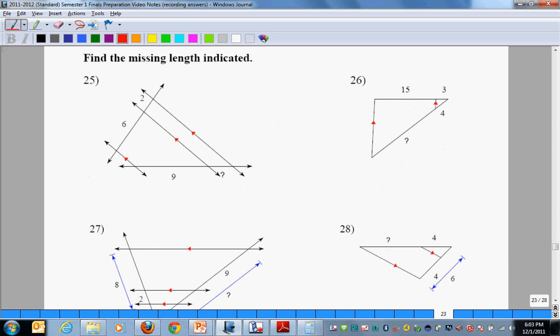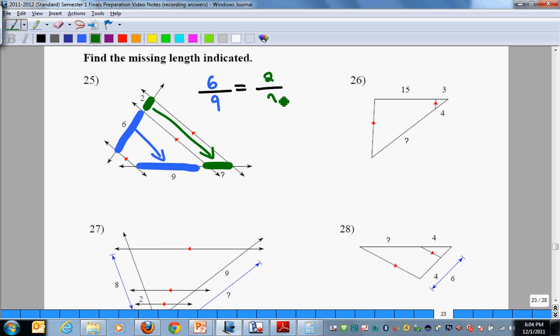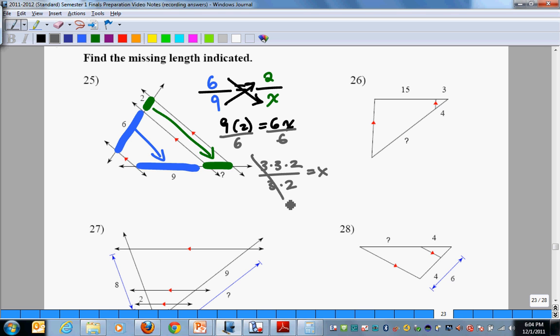25, again, match and mirror, match and mirror. So we see here that 6 matches with 9, 2 matches with our unknown. So we can go 6 over 9 equals 2 over unknown. Cross multiply. 9 times 2 equals 6x. Divide both by 6. I'm going to factor here. That's 3 times 3 times 2 over 3 times 2. That equals x. 3's cancel. 2's cancel. X equals 3.